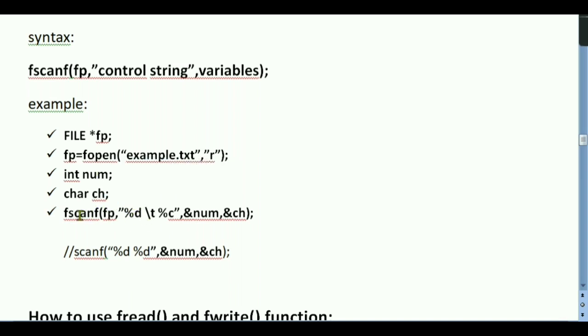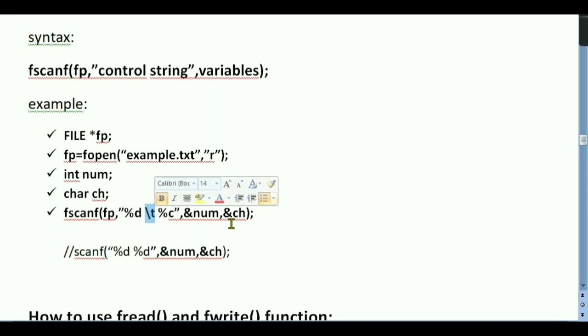Okay, what should we do? fscanf fp, %d\t %c, because we have given a tab in the file, so we have to write \t also, and %c. And where do we want to store these variables? Address of num and address of ch.